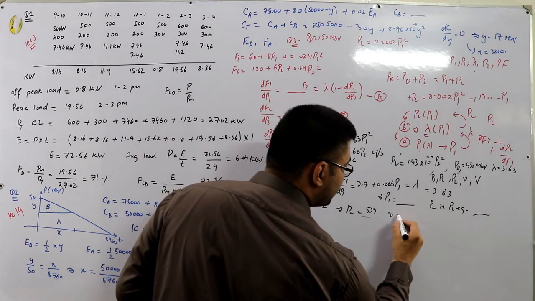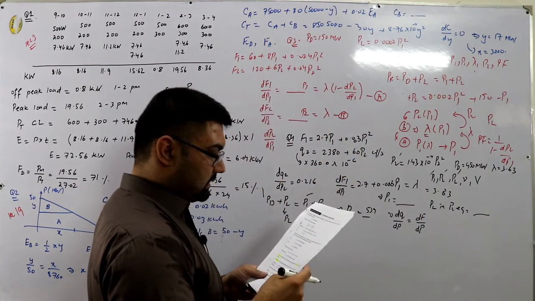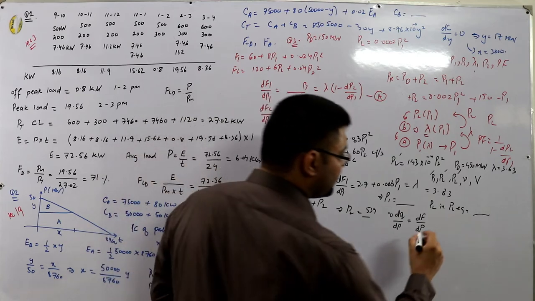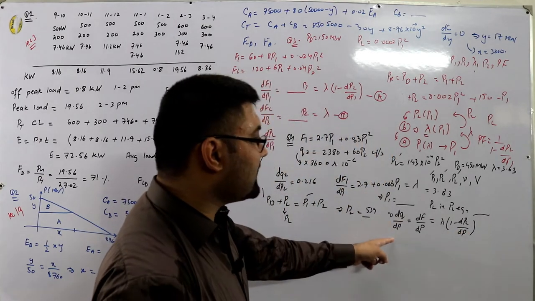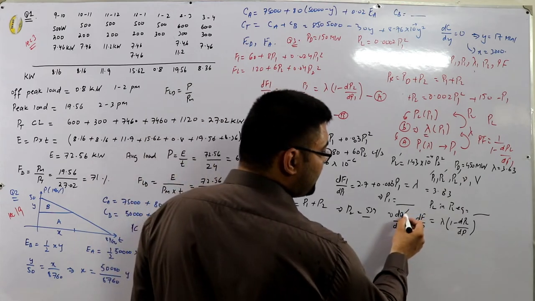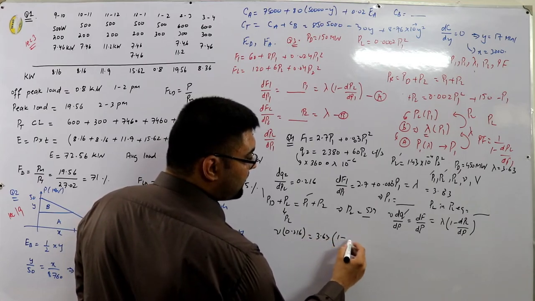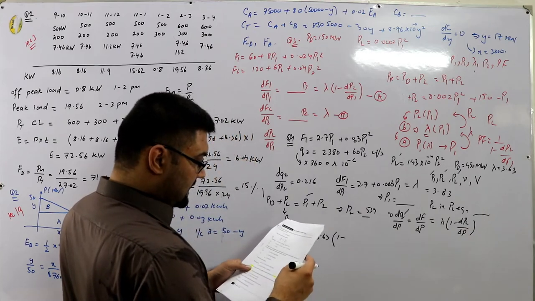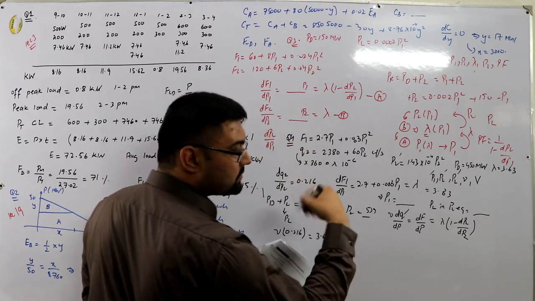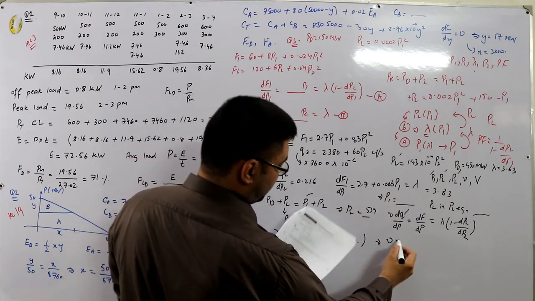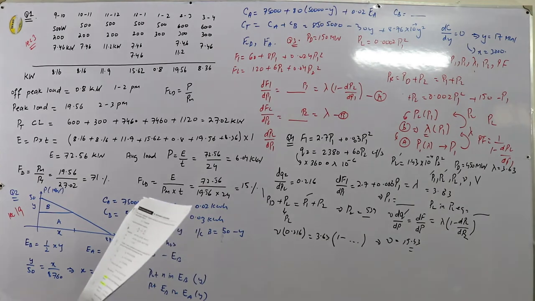Now the coordination equation you have: mu dQ/dP is equal to dF/dP, and this is equal to lambda times 1 minus dPL with respect to dP. So have a look over here. We are given dQ/dP, so mu dQ/dP is 0.216, and then you have lambda, which is 3.63, times 1 minus dPL with respect to dP. So that is in terms of P2, and you've also got the value of P2. So just put it over here, and from here you can find out the value of mu, which comes out to be 15.43. This is the value of mu.